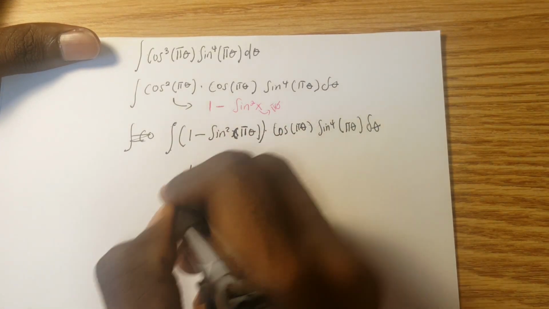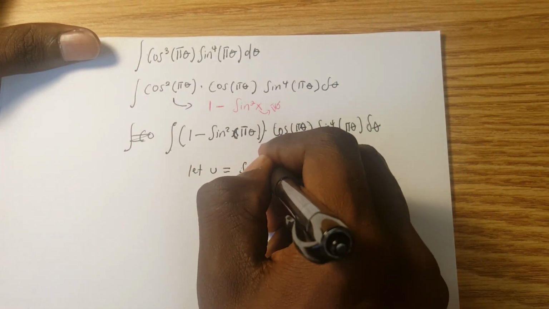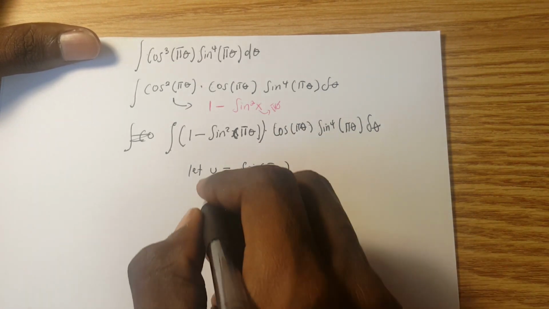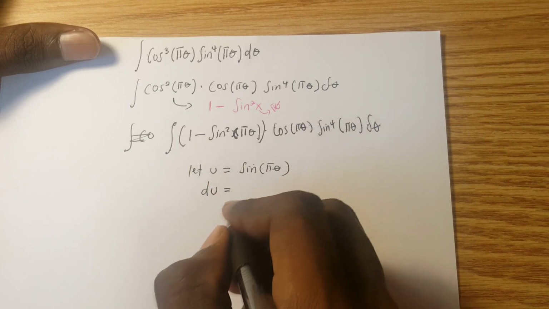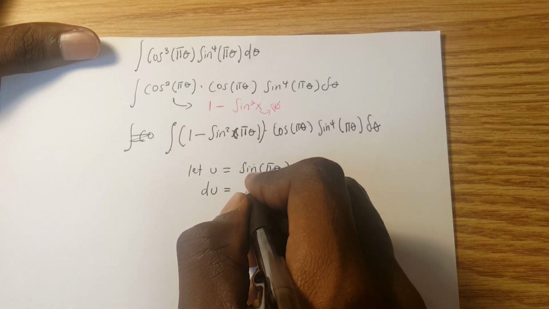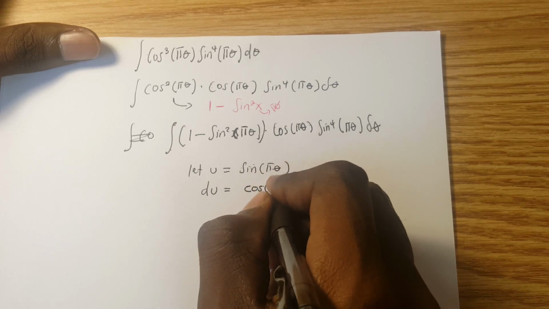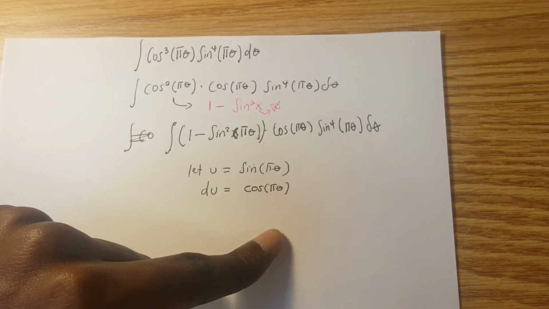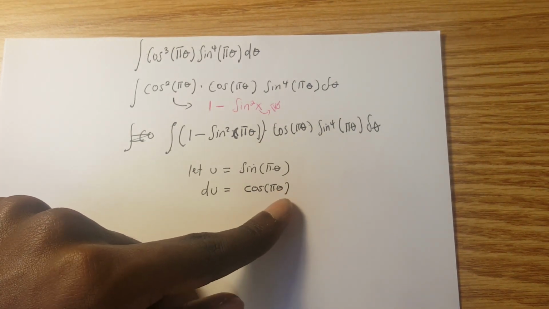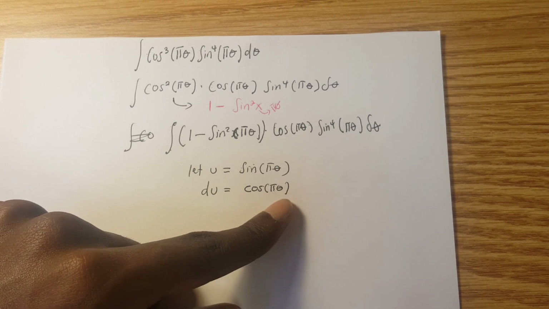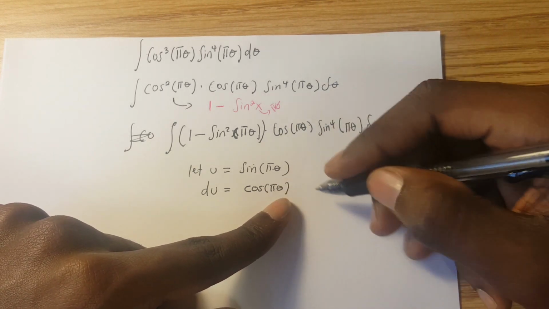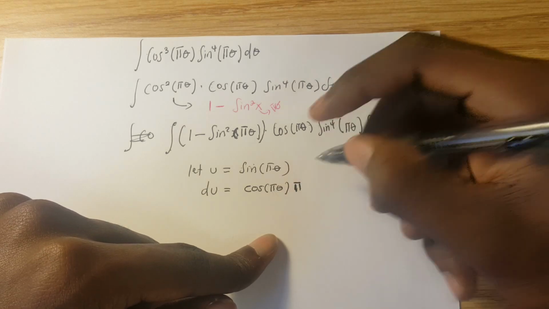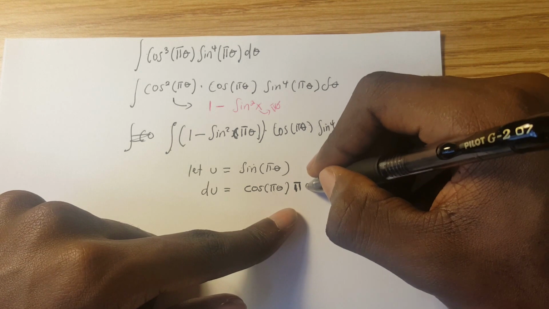Let u be equal to sine theta times pi. du is equal to cosine theta. You use the chain rule because we are differentiating in terms of theta. So you differentiate this one too in terms of theta. Use the chain rule. So you get here multiplied by pi d theta.